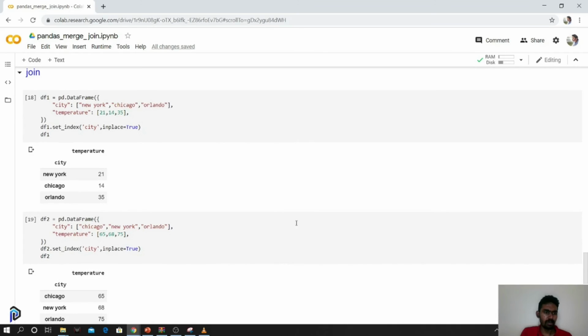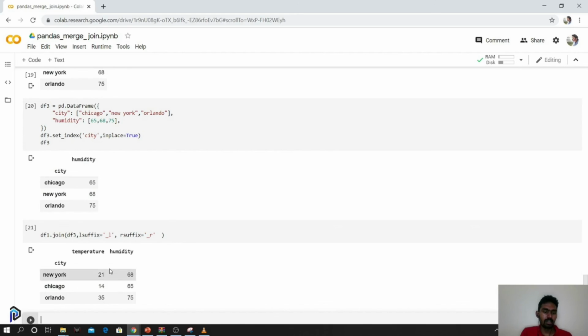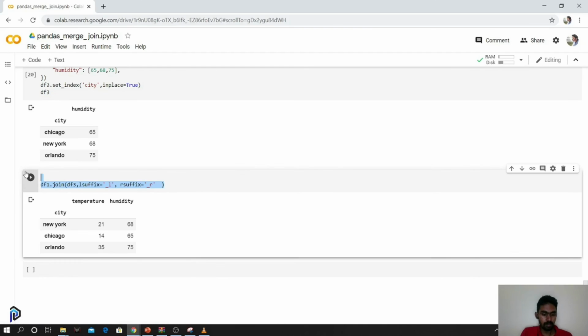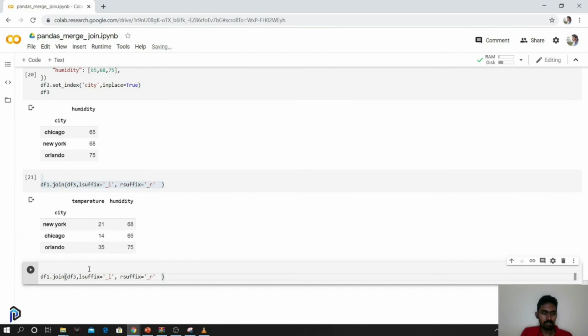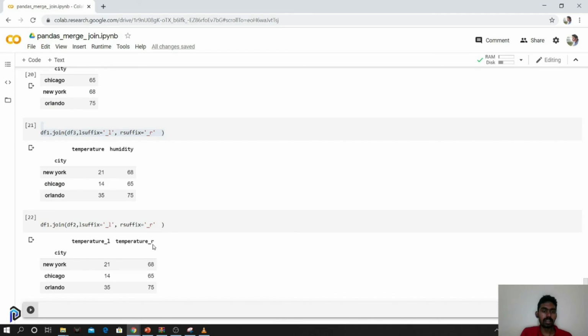When I'm joining it, so this is the first data frame, this is the second data frame, and the third. Okay, the first and third have different column names. So when I'm printing it, the suffix is not required. It will be temperature plus humidity. It works perfectly. Okay, but if I have the same column name, which I have for data frame 2, it would use the suffix over here to actually join them. So it will be temperature underscore L underscore R, to differentiate which data frame it is from.